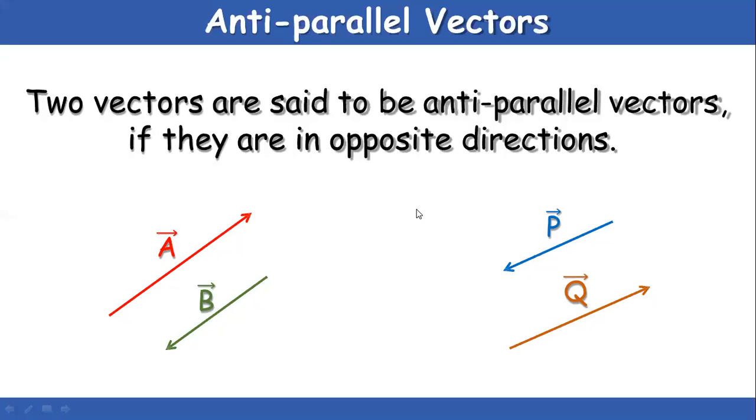Two vectors are said to be anti-parallel vectors if they are in opposite direction. They are in opposite direction to each other. Then these vectors are called anti-parallel vectors.